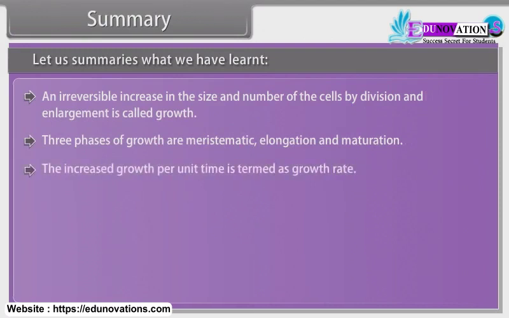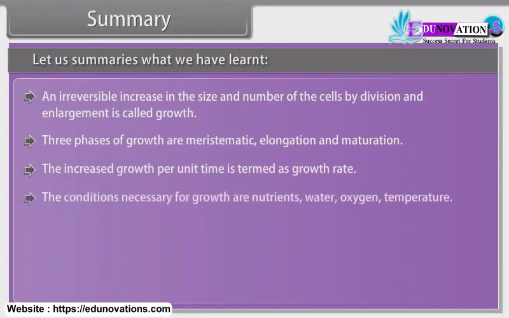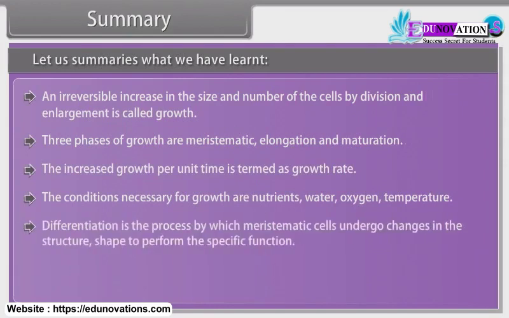The increased growth per unit time is termed as growth rate. The conditions necessary for growth are nutrients, water, oxygen, temperature. Differentiation is the process by which meristematic cells undergo changes in the structure and shape to perform the specific function.